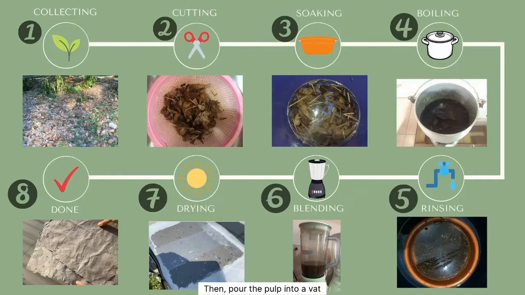Then, pour the pulp into a vat filled with water and place the deckle on top of the paper mold, dip them into the pulp and raise the mold. Next, remove them from the vat and allow water to drain. At this point, you can transfer the pulp layer to a flat surface covered with a damp cloth. For faster drying, put it in direct sunlight or under a fan. So, that's all for the methodology.